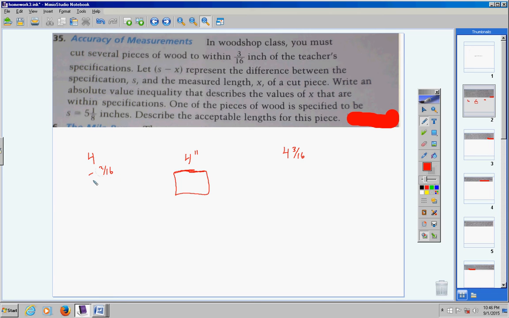And we should know how to do that. If you don't, I'll show you. 4 minus 3/16, you borrow from the 4, make it a 3, and you borrowed one whole number. So one whole number would be 16/16. So 16/16 minus 3/16 would be 13/16, and then 3 minus nothing is 3.